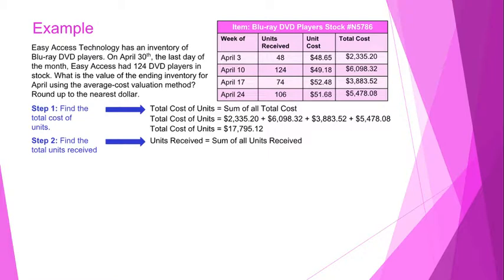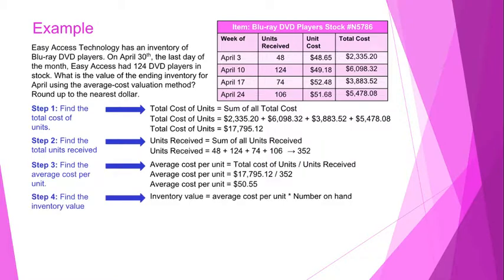So now step 4 is we want to find the inventory value. So we're going to take that average cost that we just found of $50.55, multiply by the number on hand, which if you look back at the problem, it says that there are 124 DVD players on hand. Do our multiplication, we get $6,268.20.